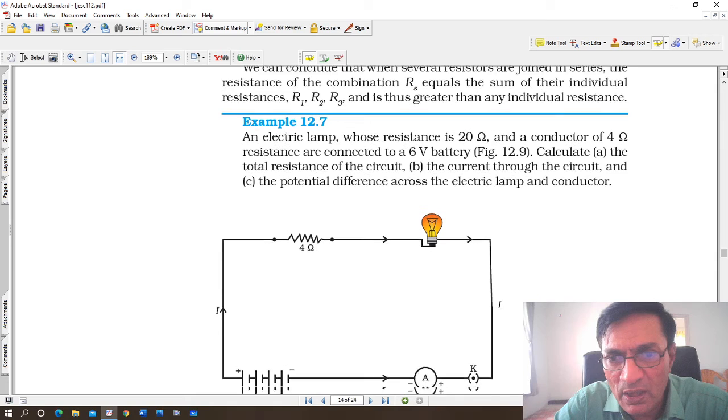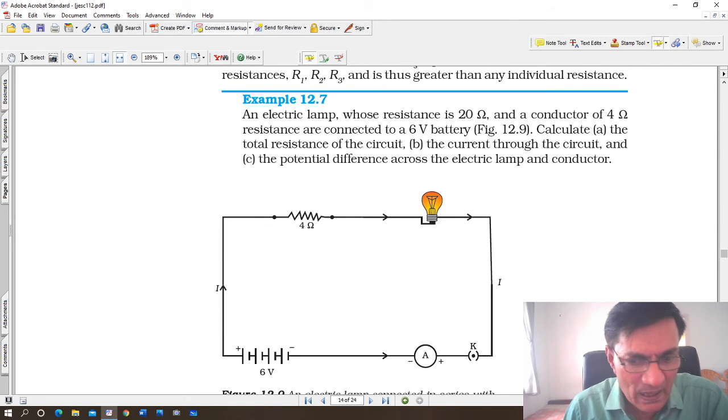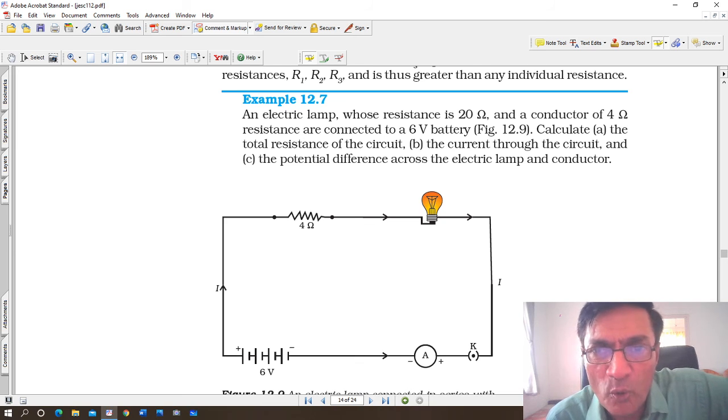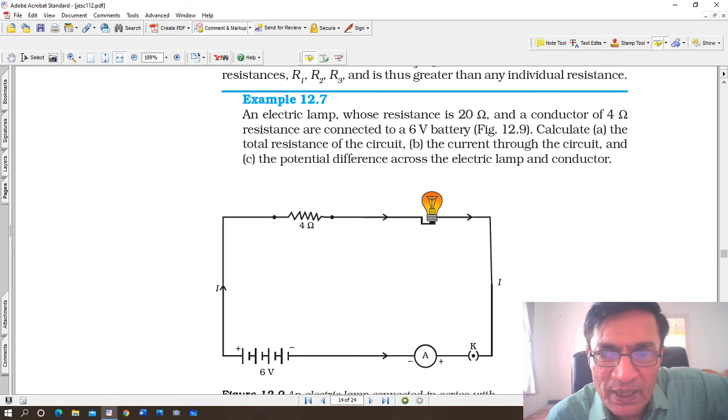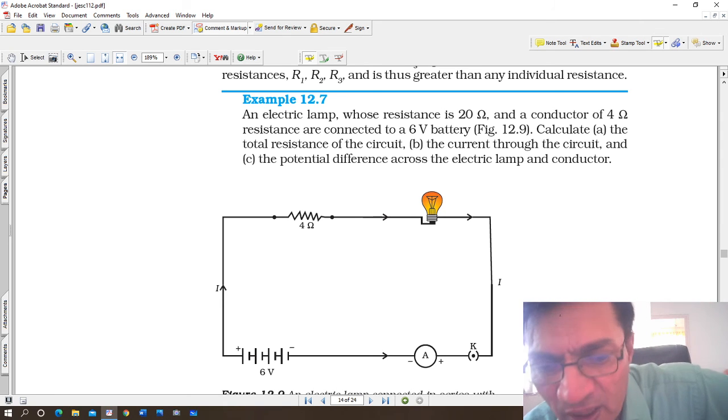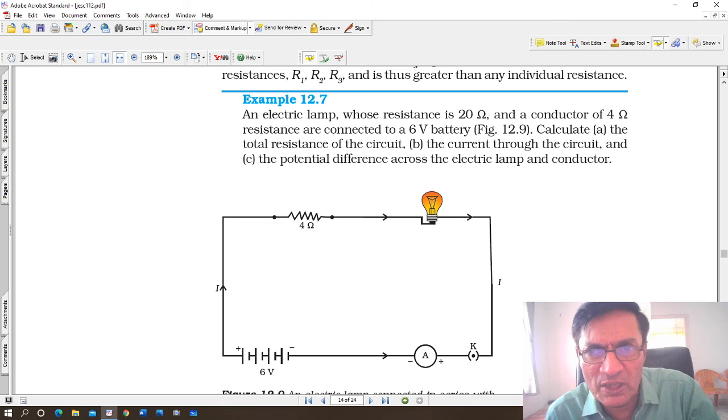Now look at this example. You see there is a 6 volt battery. It is connected to a 4 ohm resistor and then it is connected to a bulb. So what will be the equivalent resistance? Because they are connected in series, the equivalent resistance of the circuit will be equal to R1 plus R2.